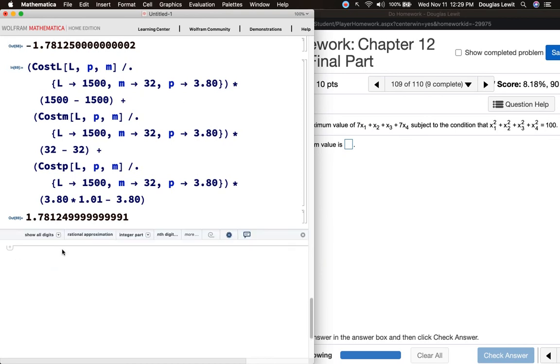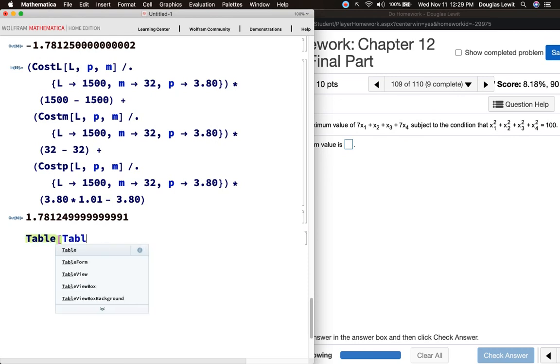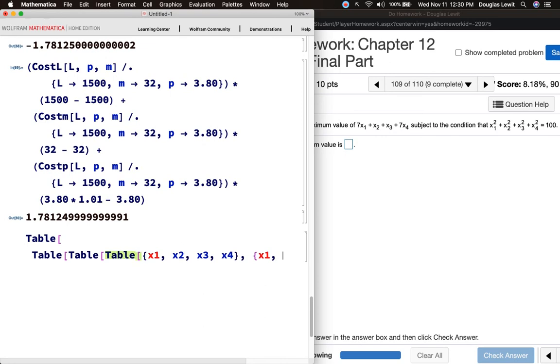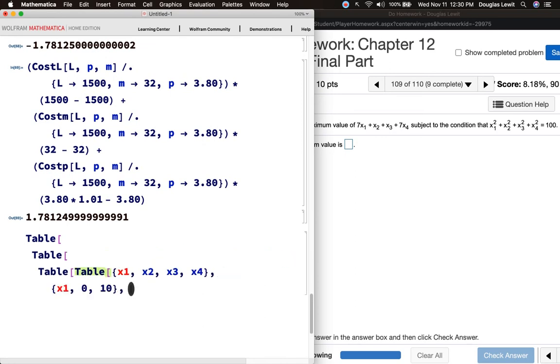So what I'm going to do is this. I'm going to do Table, Table, Table, Table. Why am I using 4 Table commands? Because I have 4 variables: x1, x2, x3, x4. x1 goes from 0 to 10. x2 goes from 0 to 10. x3 goes from 0 to 10. And finally, x4 goes from 0 to 10.